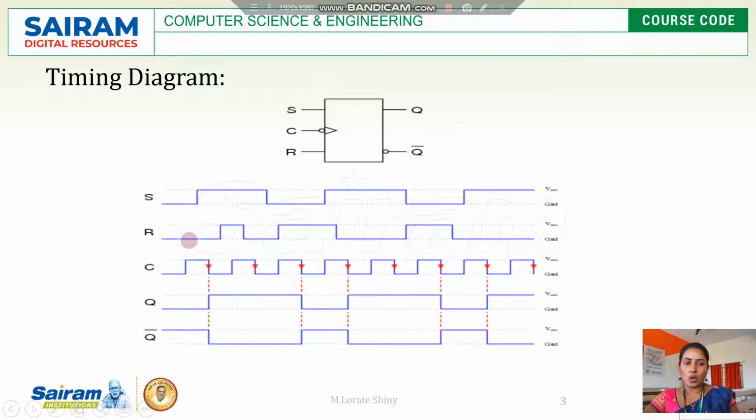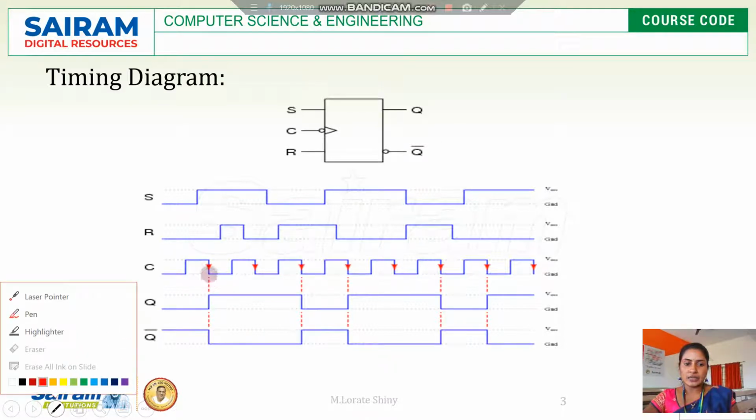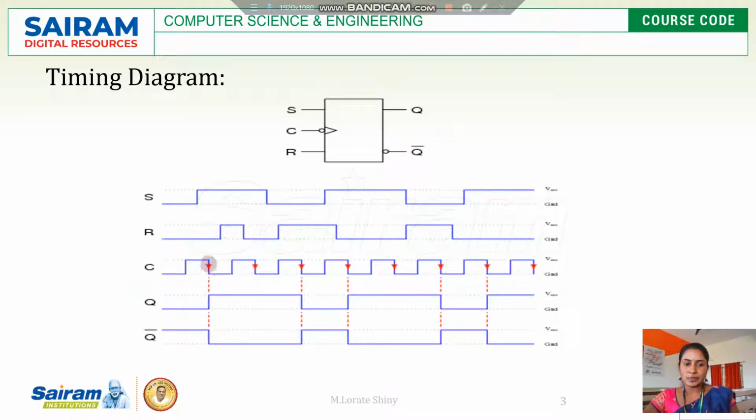S and R, this is the clock, this is the clock pulse. So negative edge is taken, meaning falling edge is taken here. At the first falling edge, S is 1, R is 0. So whenever S is 1, your output Q will be set. Okay, so it became 1.